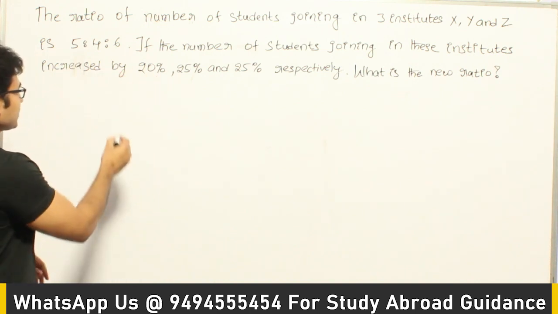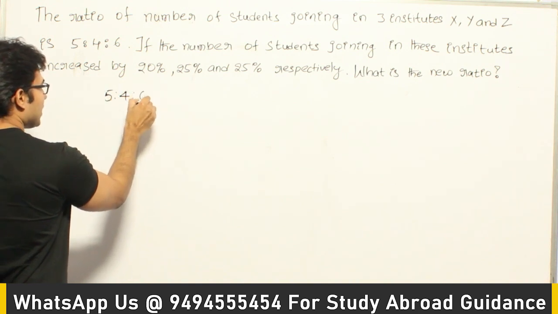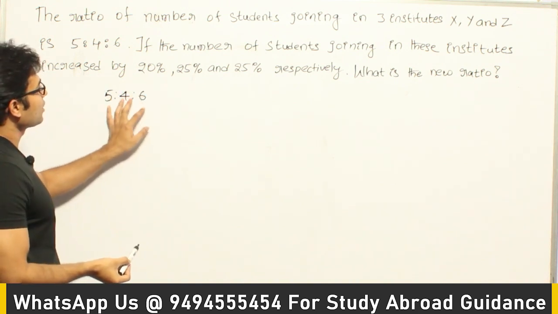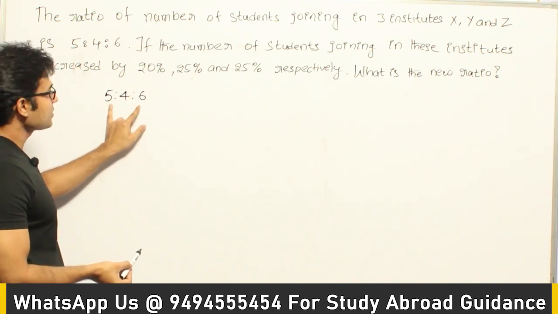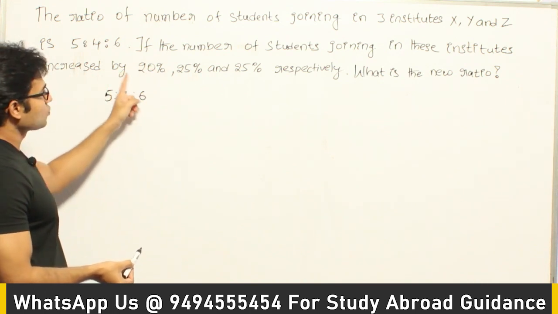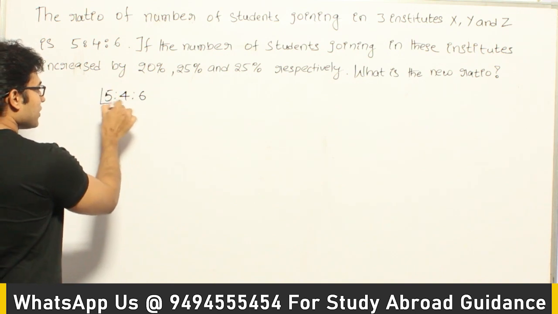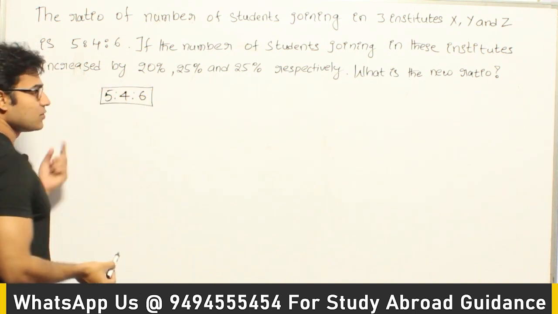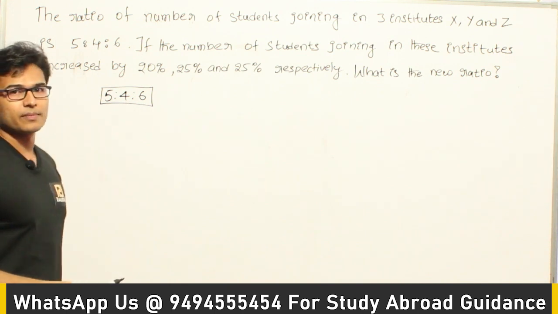Ratios are given. One thing is this. So you have to understand one thing. 5:4:6 is the ratio of students joining in 3 institutes. But then what they are saying is, if the actual values, the number of students joining the institute, are increased by, so it is not that the ratios are increased, the values are increased, right? Then they are asking us what would be the new ratio, right?